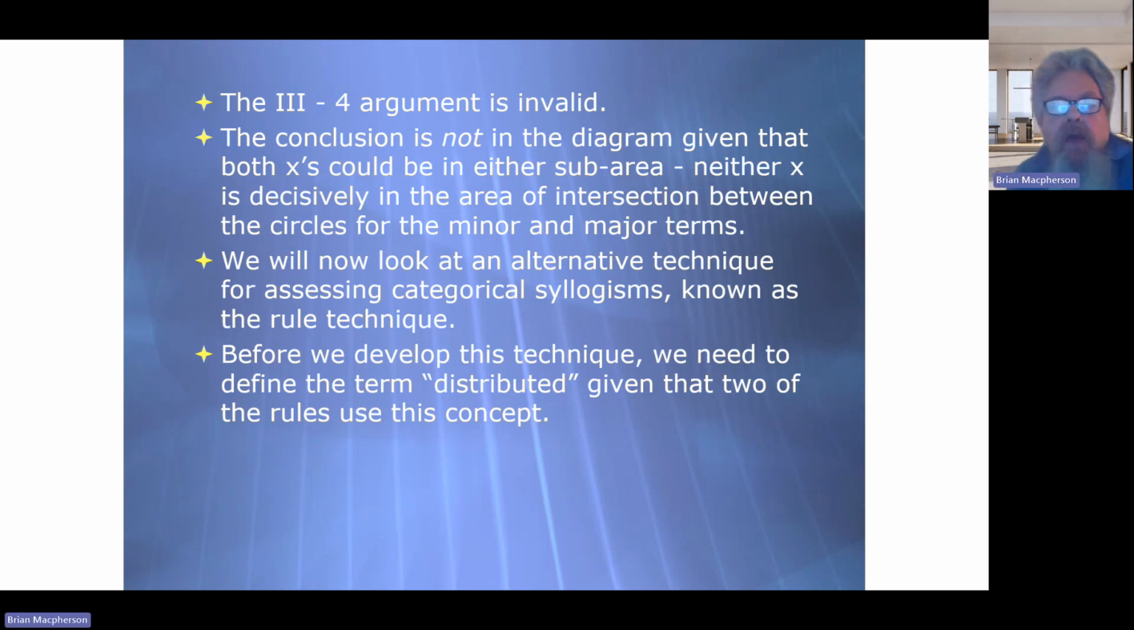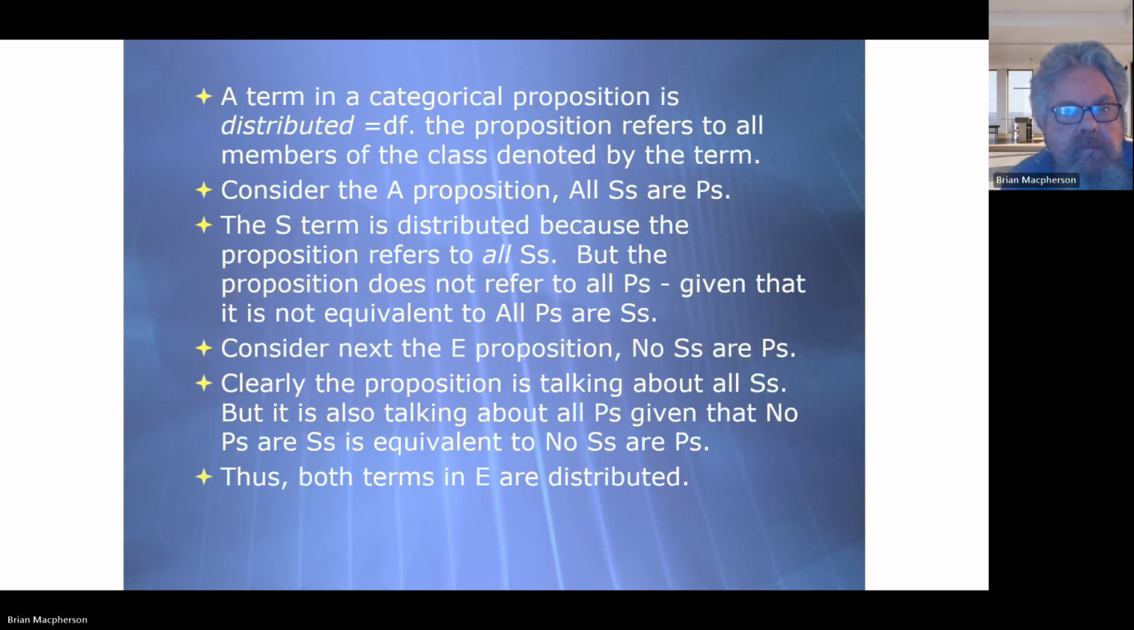Okay, so what I want to do next is to teach you a second technique for assessing categorical syllogisms, okay? This is called the rule technique. And basically it's equivalent to the diagram technique, right? But before we get into how to develop this technique, we need to define a very important term. The term that I want to define for you is the term distribution or distributed, because two of the five rules use the term distribution. So we need to get clear on what distribution is.